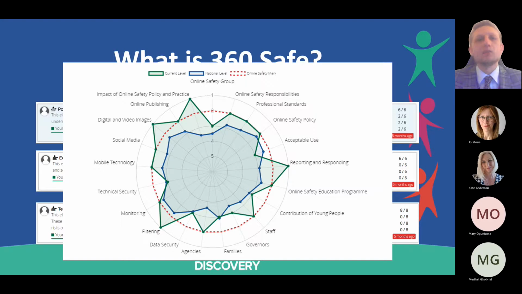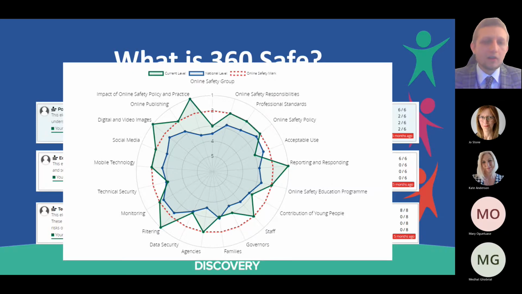Once you've completed some sort of audit or had a look at where you're at, this gives you an overview of where you're at. The blue line is where nationally, so all the schools that have done 360, where are they nationally, what's the average? And the red dotted line is for the online safety mark.